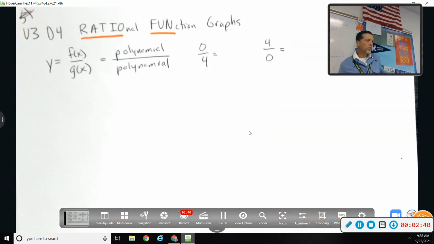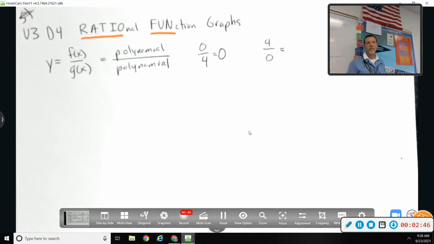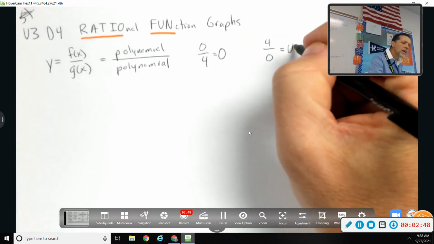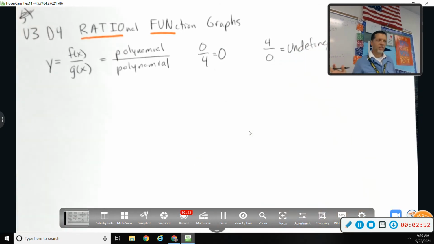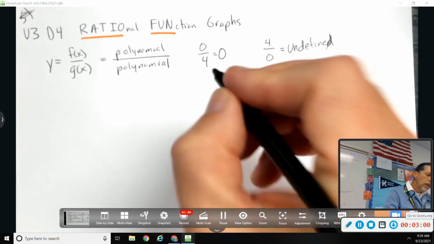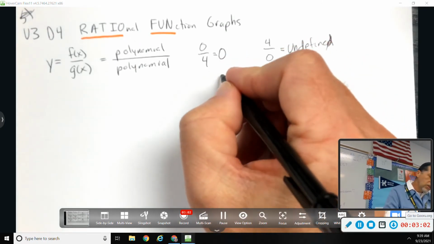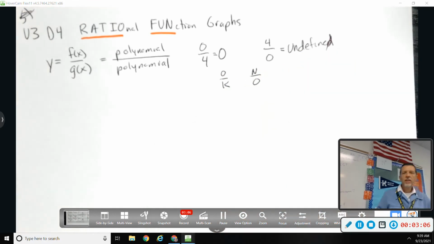Because 0 over 4, what's that equal to? 0. What's 4 divided by 0? Undefined. So if you get those backwards, you're going to mess up everything today. But if you keep those straight, you're well on your way to being just fine for what we're going to do today. If you're still struggling with those, okay and no is how some people remember it.